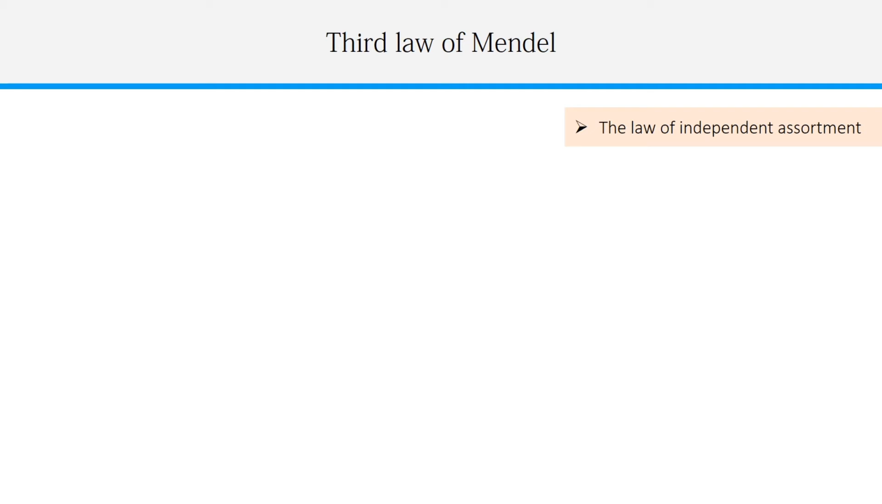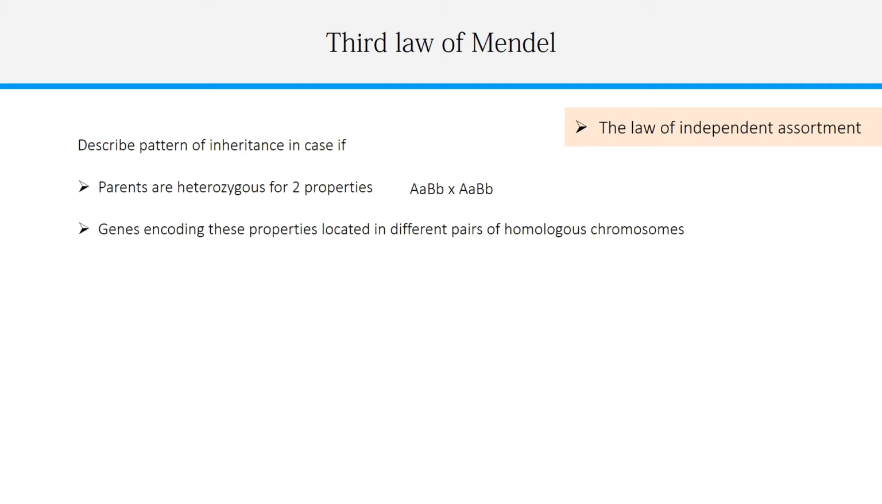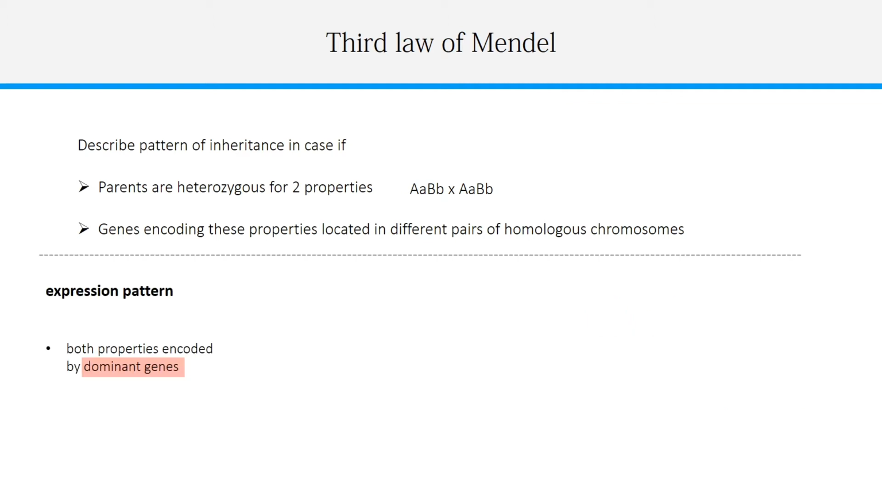This law, also known as the law of independent assortment, describes the pattern of inheritance of properties from one generation to the next generation in such a situation when both parents are heterozygous for both properties, and the genes that encode these properties are located in different pairs of homologous chromosomes, as you can see in this schematic illustration. Under such conditions, the expression pattern of these properties in the next generation will be like this.